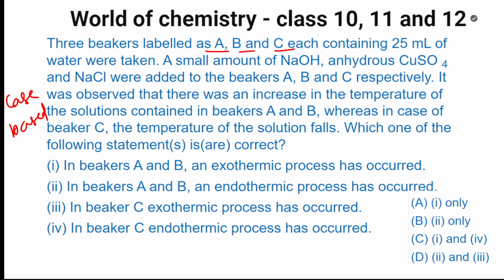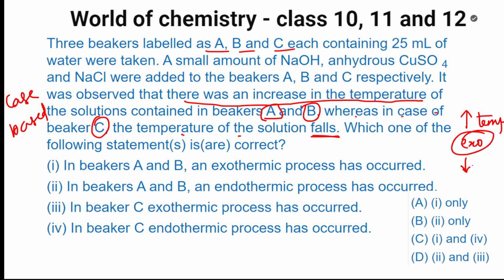Now, what is important? It was observed that there was an increase in temperature of solutions in A and B, whereas in case of beaker C, the temperature of the solution falls. Now you only tell me, whenever there is an increase in temperature, what type of reaction is it? Exothermic. Whenever there is a decrease in temperature, what type of reaction is it? It is endothermic.